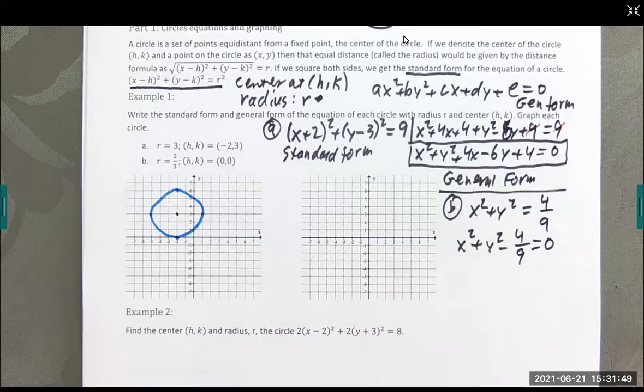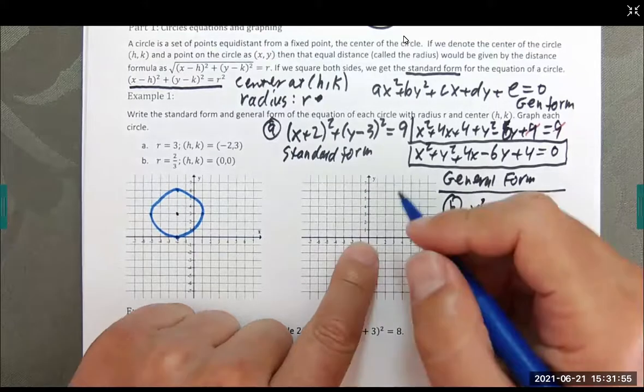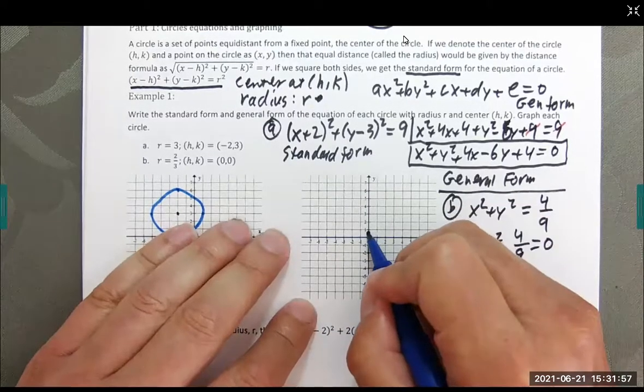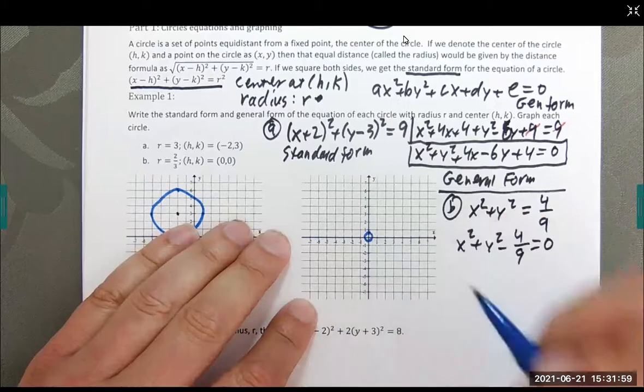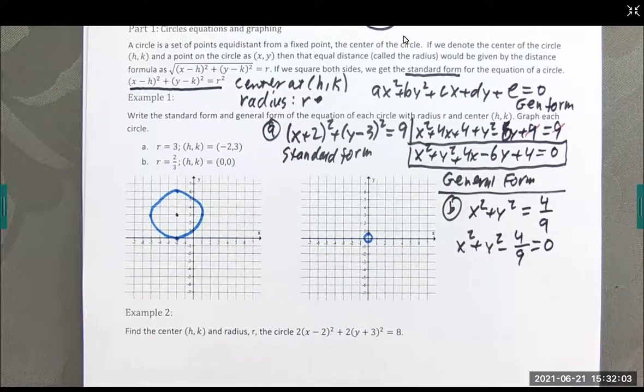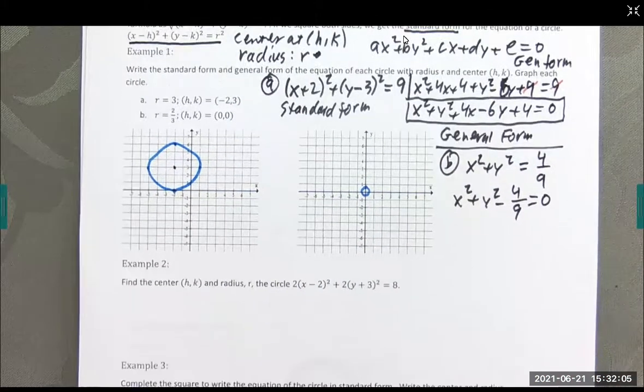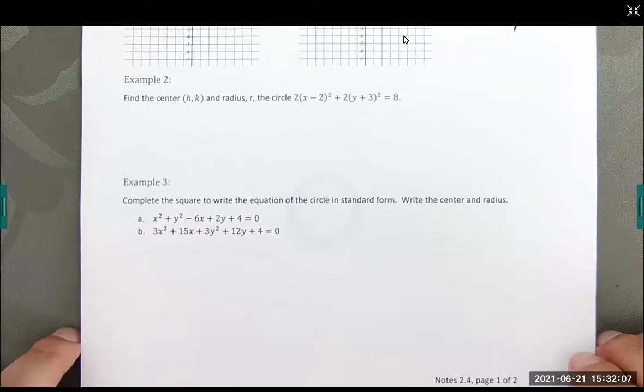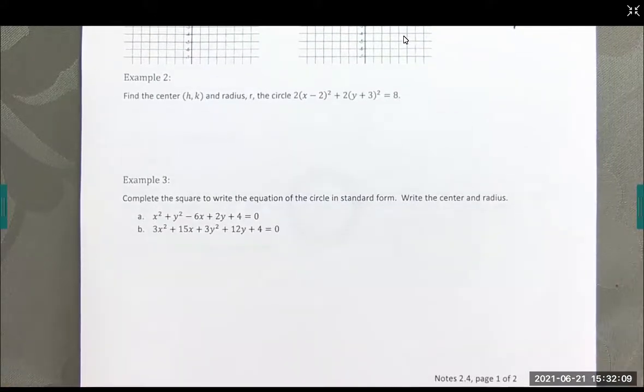So now we're going to draw the tiniest circle that I've ever attempted to draw. We are centered at 0, 0, and we're only going 2/3 of the way out. Ooh, tiny circle. There we go.